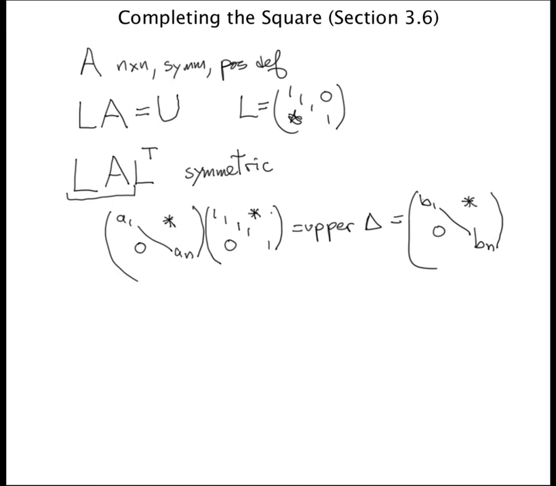Now, I know what you're thinking, but didn't I say it was symmetric? I did. So this was LA, and this was L transpose, and this matrix is automatically symmetric. How can this matrix be symmetric? This has to be equal to 0, and in fact, LAL transpose is exactly B1 through Bn, 0, 0. Isn't that neat?